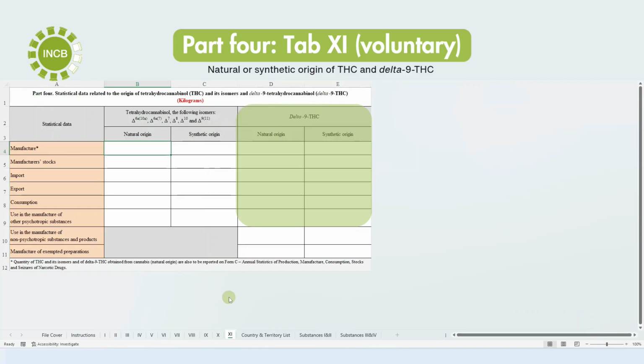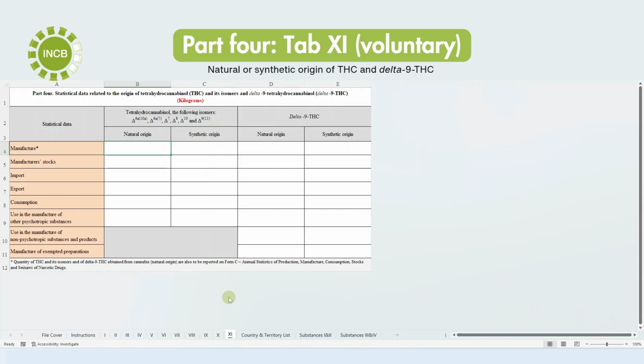For delta-9-THC included in Schedule 2, you can indicate the same quantities of natural and/or synthetic origin, and also the quantities used for the manufacture of non-psychotropic substances, those not under international control, and the ones used for the manufacture of preparations exempted under Article 3.